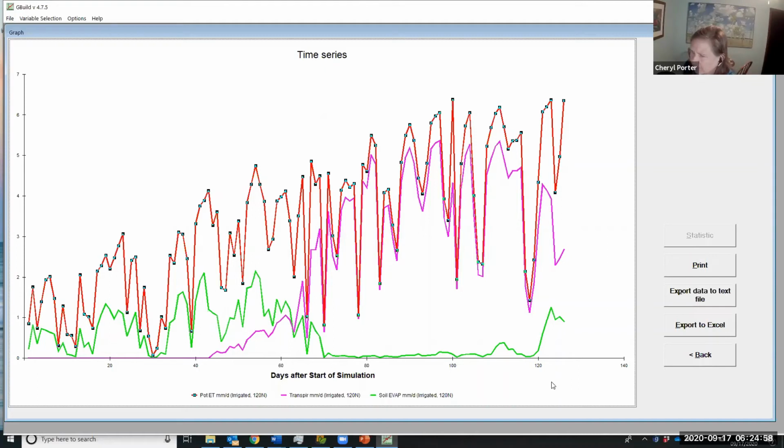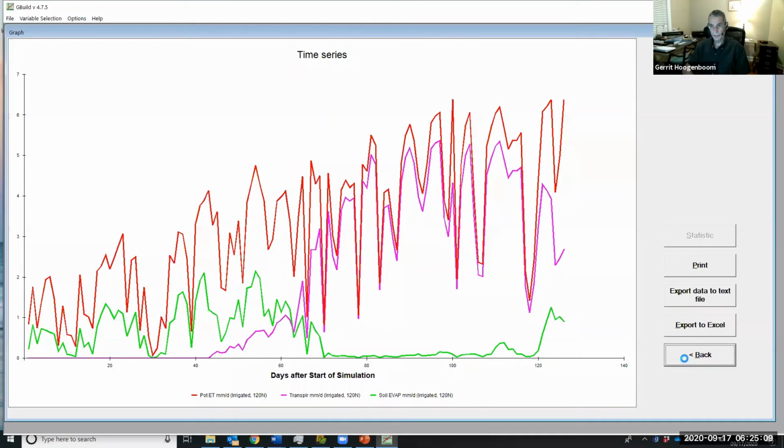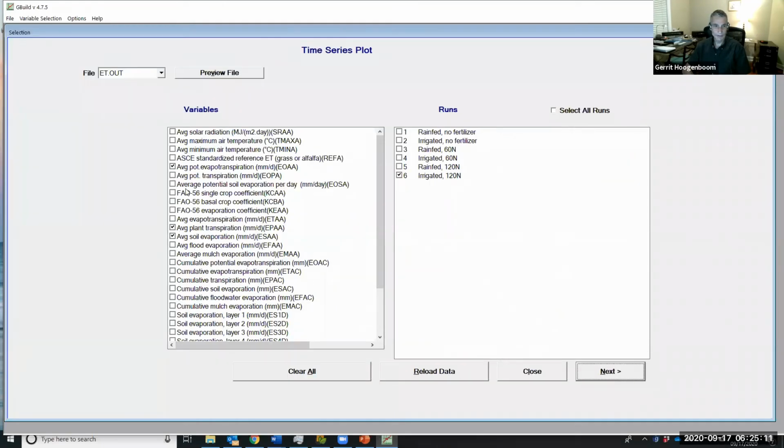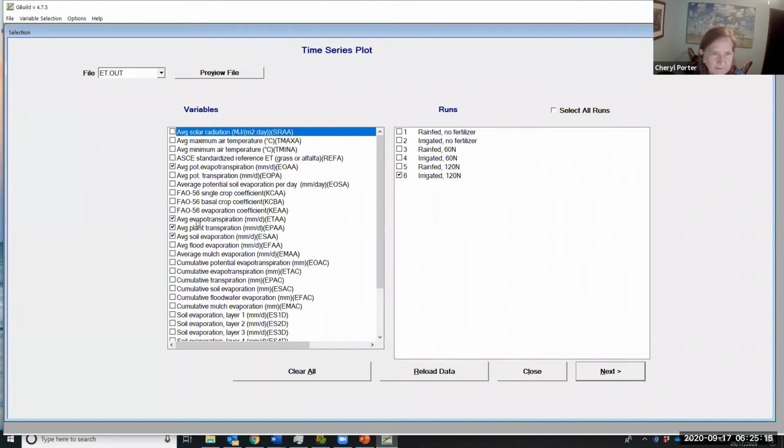So Garrett or Vakhtang, is there something else you wanted to say about this, or something else you want to look at here? Can you add the actual evapotranspiration, because you made a comment that transpiration doesn't reach the potential? Yeah, I was thinking that too. So I'm going to add the average evapotranspiration, which is the sum of the soil and plant.